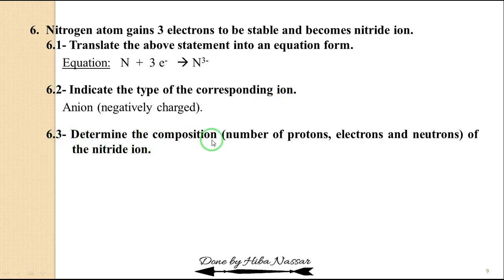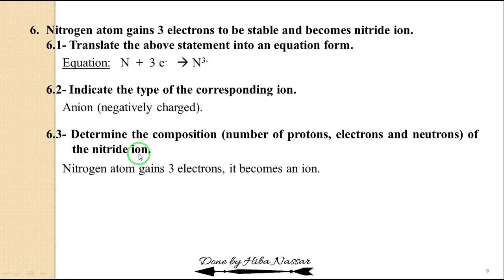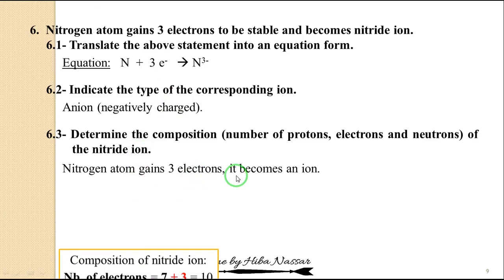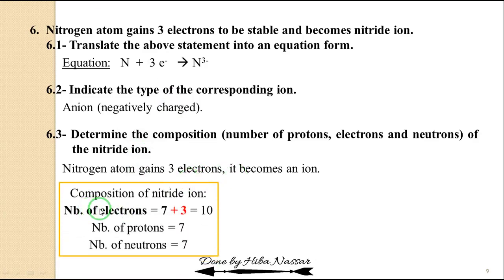6.3. Determine the composition, which means the number of protons, electrons, and the neutrons of the nitride ion. Now, since nitrogen atom gains 3 electrons, it becomes an ion. So the number of electrons will be initially 7 plus 3. We will add 3 electrons. So the number of electrons is equal to 10 inside the nitride ion. Number of protons and number of neutrons, they will be equal to 7. They remain the same.